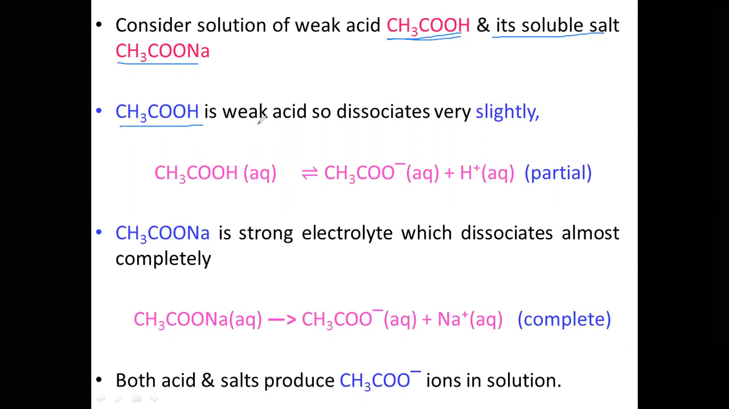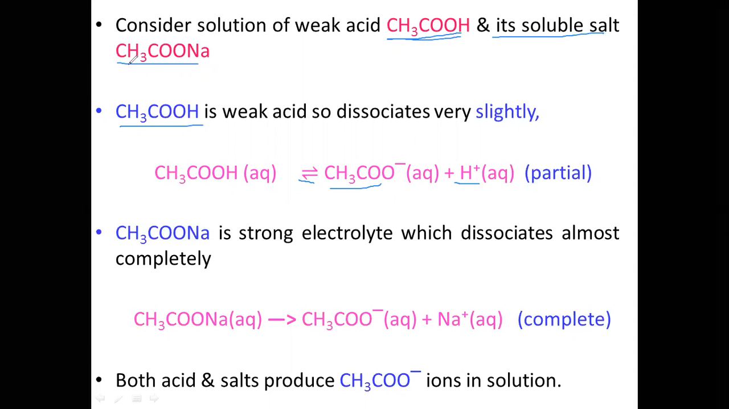Now this acetic acid is a weak acid, so it dissociates very slightly, because in whole ionic equilibria हम लोग किसके बारे में बात करते आए हैं, weak acid, weak base. Weak acids dissociate very slightly. We already discussed that in lecture number 1 and 2, right? So these weak acids undergo dissociation very partially, to a smaller extent. That's why this reversible arrow is present. This acetic acid undergoes dissociation to produce acetate anion as well as H plus ion.